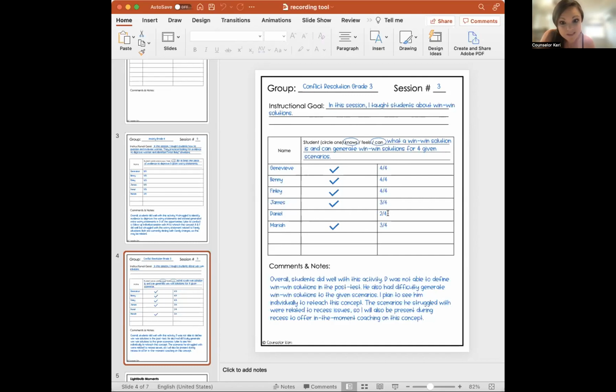James got 3 out of 4. Daniel's only 2 out of 4, but if he doesn't know what a win-win solution is, it's going to be pretty hard for him to generate win-win solutions for scenarios. Mariah did pretty well, 3 out of 4. So our narrative for this one, overall students did well.